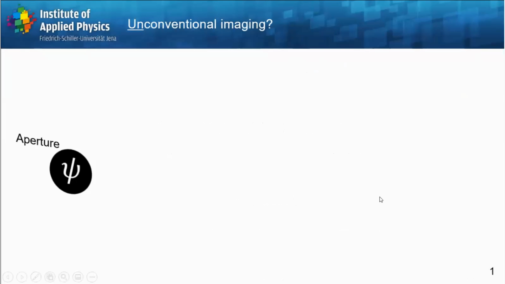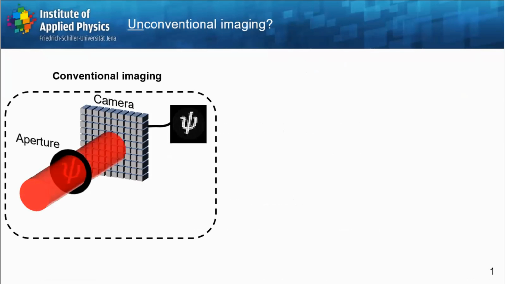So let's just imagine a very normal scenario, right? You have an aperture or an object that you want to make an image of. What you normally do, for example here in transmission, is shine some light on it, put some optics in between, and then you have a camera that has, of course, the spatial resolution. And this is going to give you the image of the object you want to see.